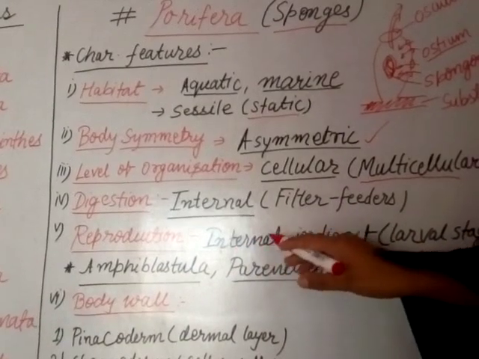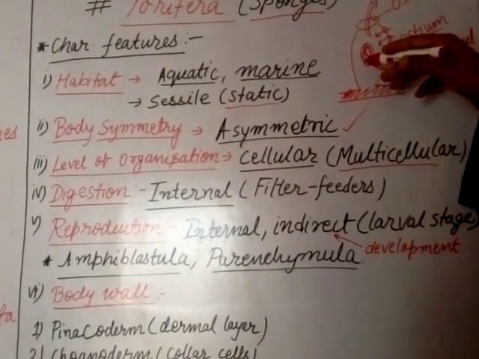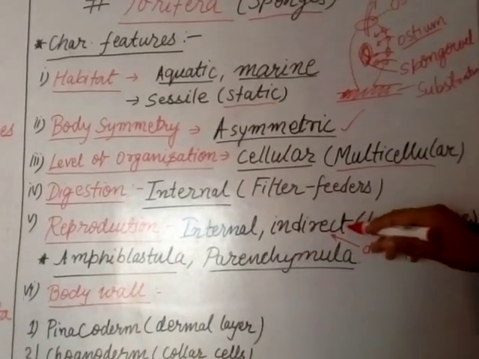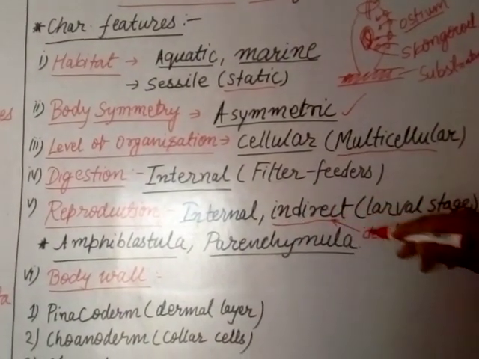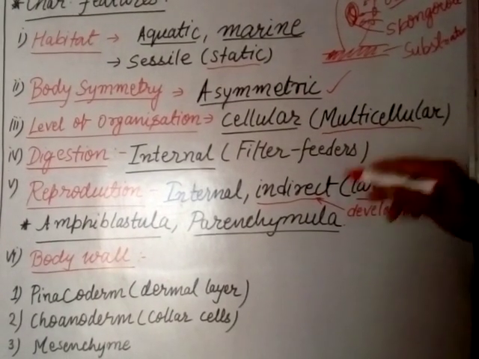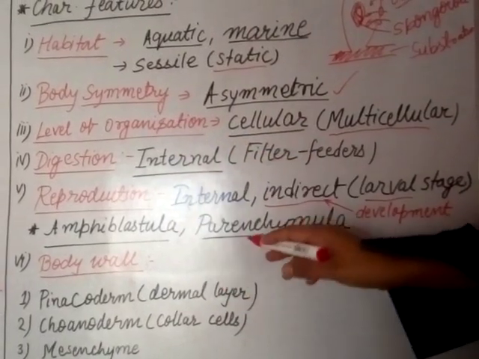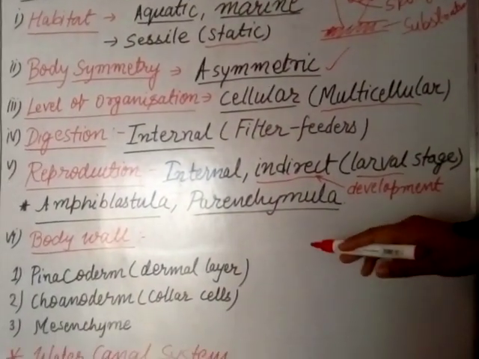Reproduction is internal, that is, the sperm and egg are fused inside their body, but their development is indirect. That is, their development contains one larval stage. Their larvae are amphiblastula and parenchymula. They are basically found in the poriferans.